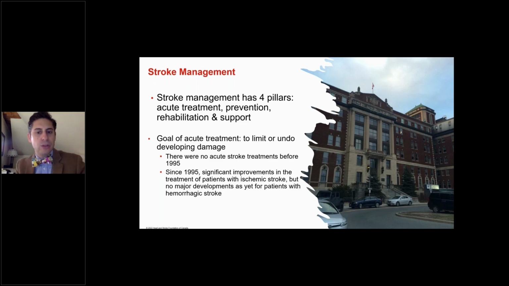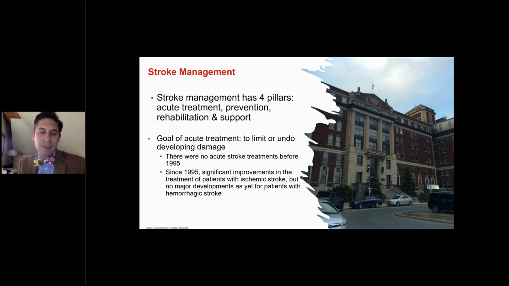Let's say that you've identified a patient as having a stroke. What happens next? Well, we in Canada are very fortunate that we have a very well-organized system of care for people with stroke, starting with what we call the acute treatment, and that's what I'll be talking about mainly today. We have access to care to prevent stroke in people who are at risk. We have access to rehabilitation services to be able to undo the damage that has been done. And then we have supports in the community for people who have suffered stroke.